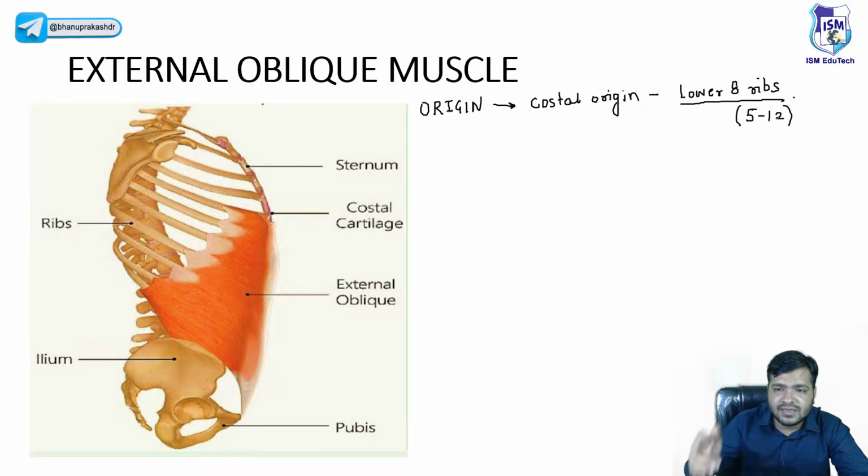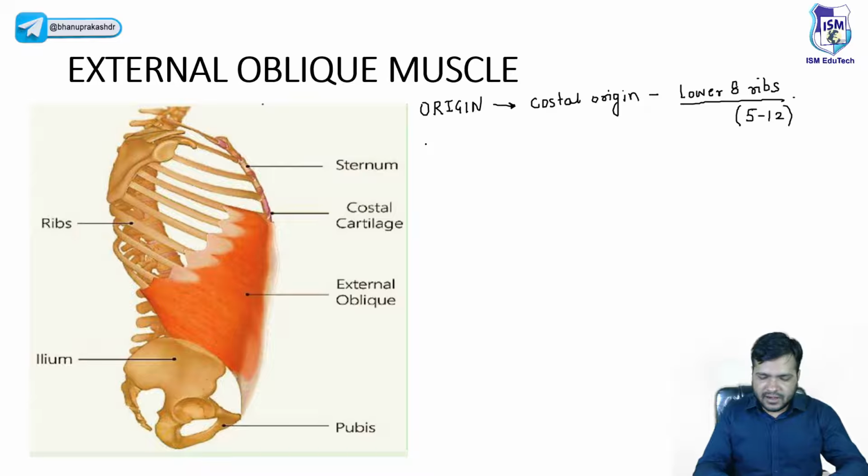You can already see in the picture. Apart from that, guys, remember the insertion. Okay, now external surface of ribs. हाँ, outer surface भी लिख सकते हैं. Outer surface or the external surface of ribs.